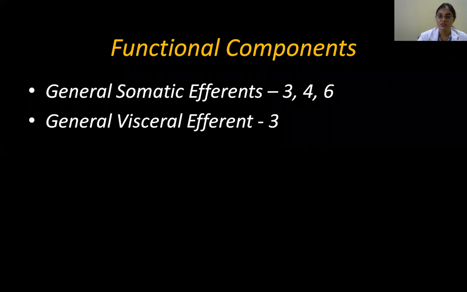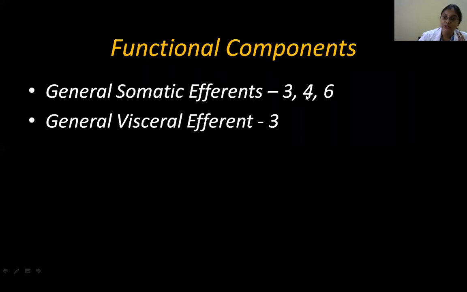Then functional components. As I told you, they all are carrying efferents. So efferents are motor axons. Somatomotor axons is what is running in your oculomotor, trochlear, and abducens to supply the muscles which have arisen from the somites. Then comes general visceral efferent. Here again, the oculomotor is innervating your intraocular muscles, which are smooth muscles. So these are visceromotor fibers, and these are somatomotor fibers. The functional components we call GSE and GVE.